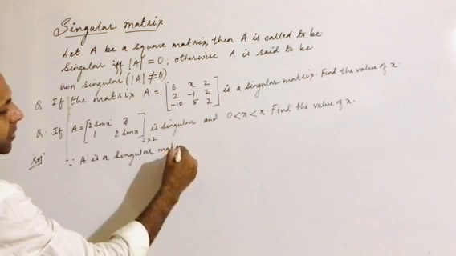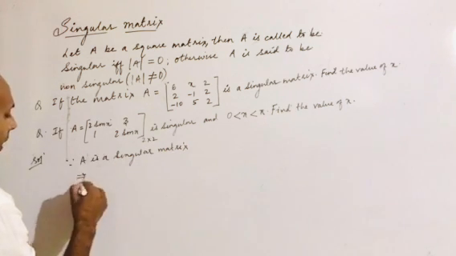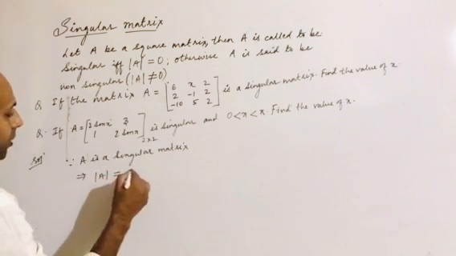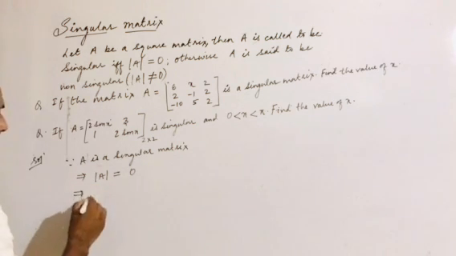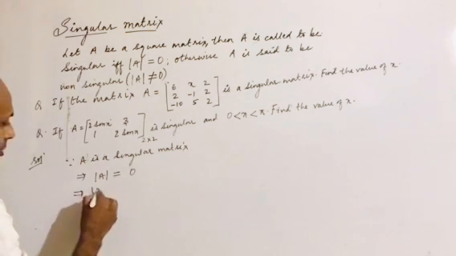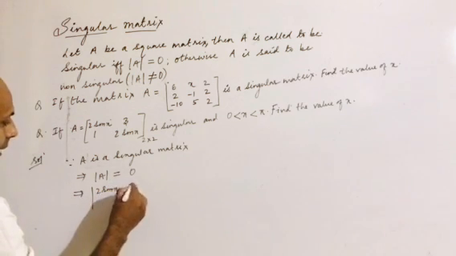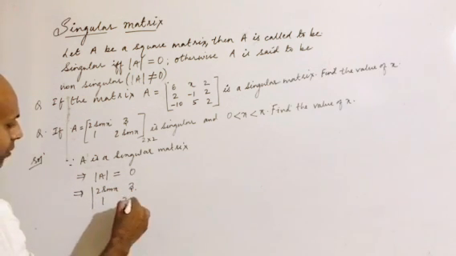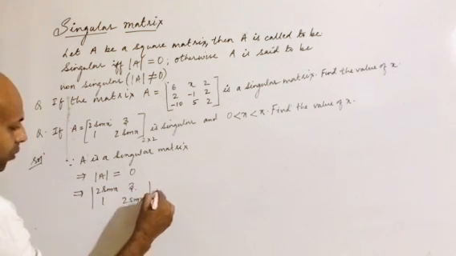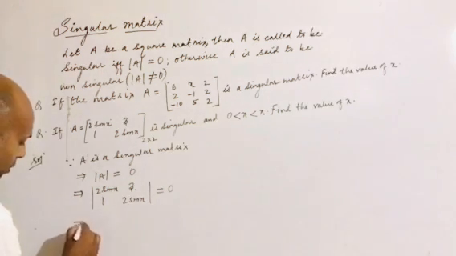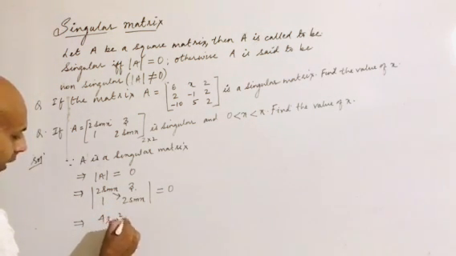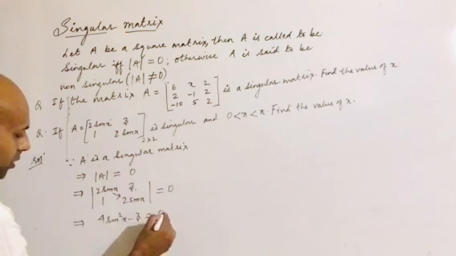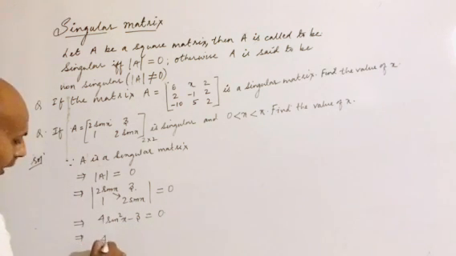So if A is a singular matrix, children, this implies that I can write here again the condition, the determinant of A will be equal to 0. So the determinant of A, if I have to calculate, I'm going to write this as 2 times sin x, and then it is 3, again 1, and again it is 2 times sin x, will be equal to what? 0. Please do that calculation, 2 into 2, it will be equal to 4 times sine square x minus 3 is equal to what? 0.